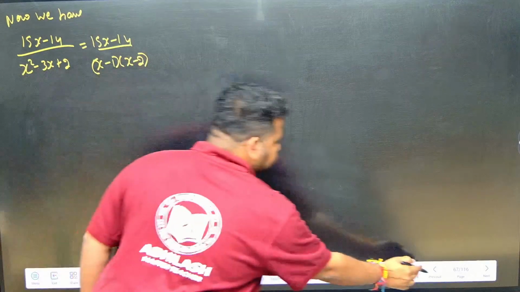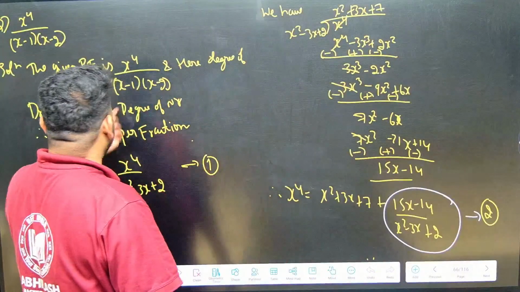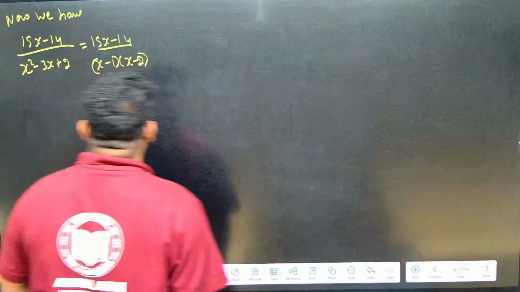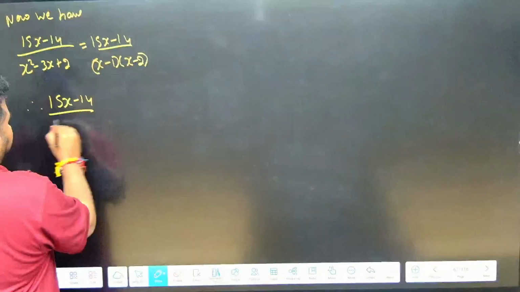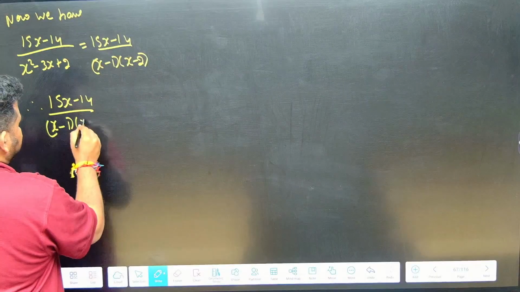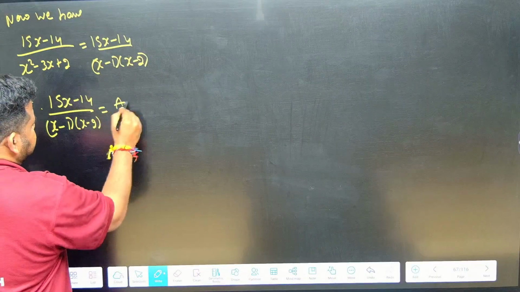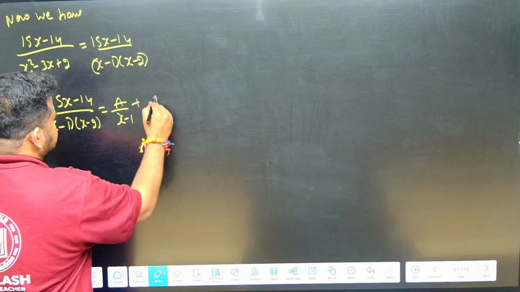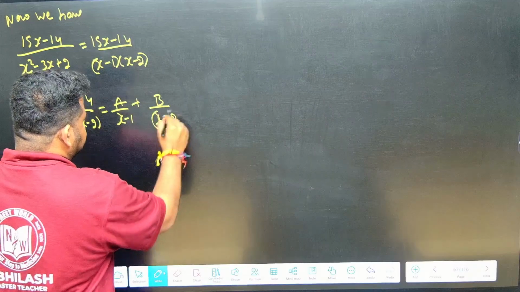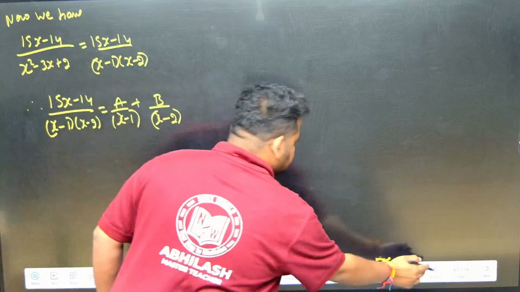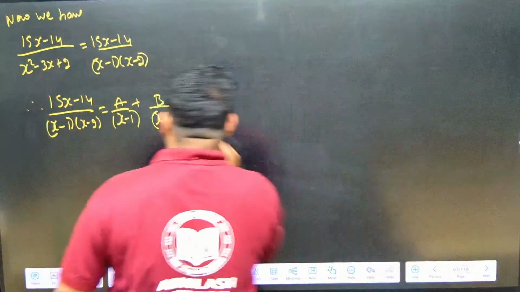This is what, friends? This is linear, completely linear. X minus 1 into x minus 2 is completely linear. Therefore 15x minus 14 by x minus 1 into x minus 2 is equal to, I can write it, a by x minus 1 plus b by x minus 2. Let this be equation 3.